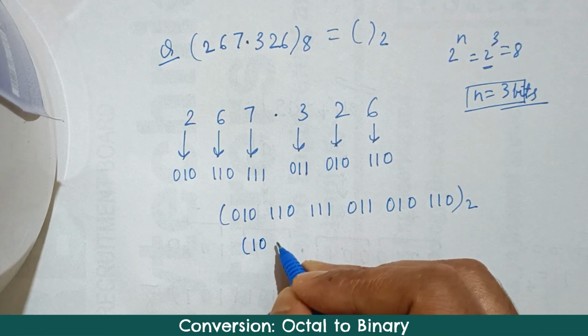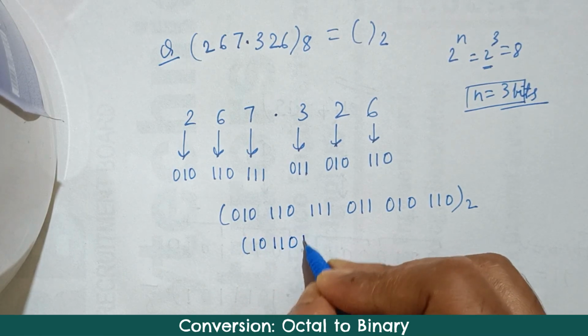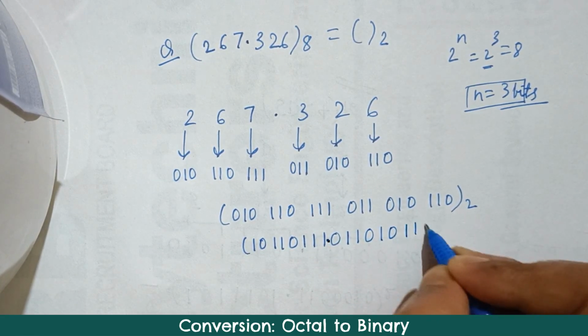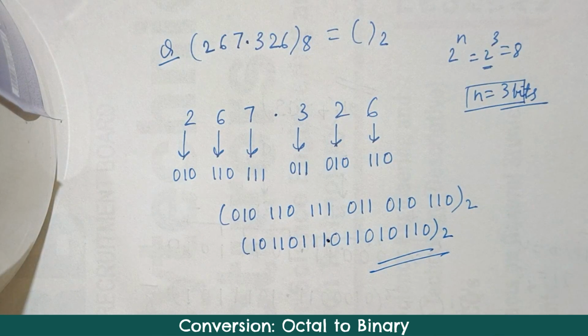So, 1, 0, 1, 1, 0, 1, 1, 1, point, 0, 1, 1, 0, 1, 0, 1, 1, 0 will be our final answer in binary.